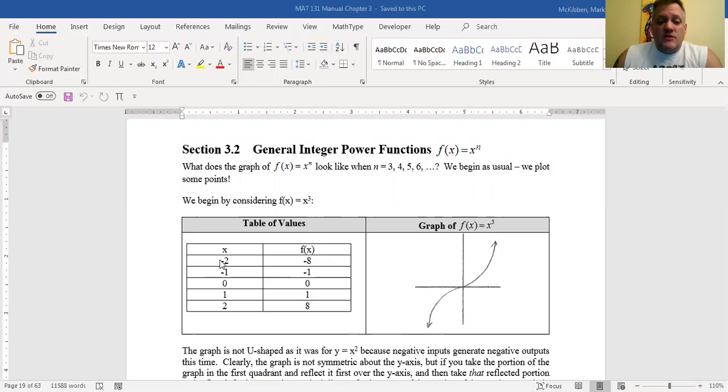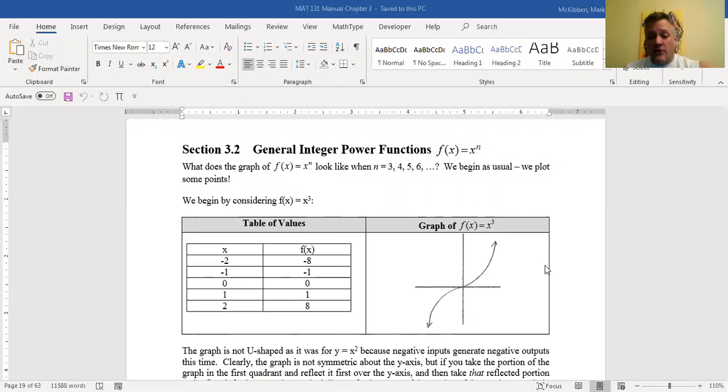And that's what I did here. I took -2, -1, 0, 1, and 2. And if you cube each of those, you get these values in turn. And so if you were to plot the points, you have (0, 0), (1, 1), (2, 8), and then you have the negative of those on the other side.